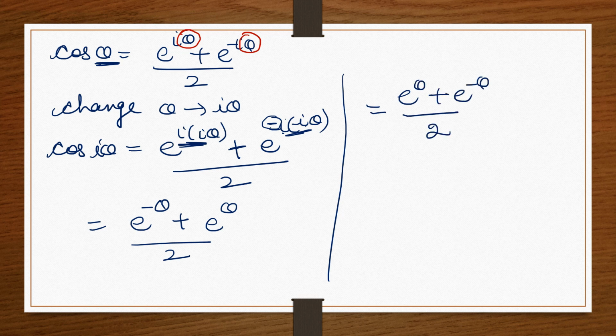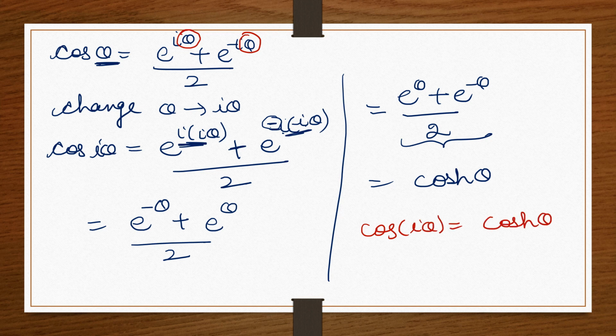What is this? This is the formula of cos hyperbolic theta, right? So here you can observe one thing, that cos of iota theta is actually equals to cos hyperbolic theta. This is the second relationship which we have got. Now come to the next one. For further studies, we don't need to do anything. We'll just divide the things and we'll get the answer.